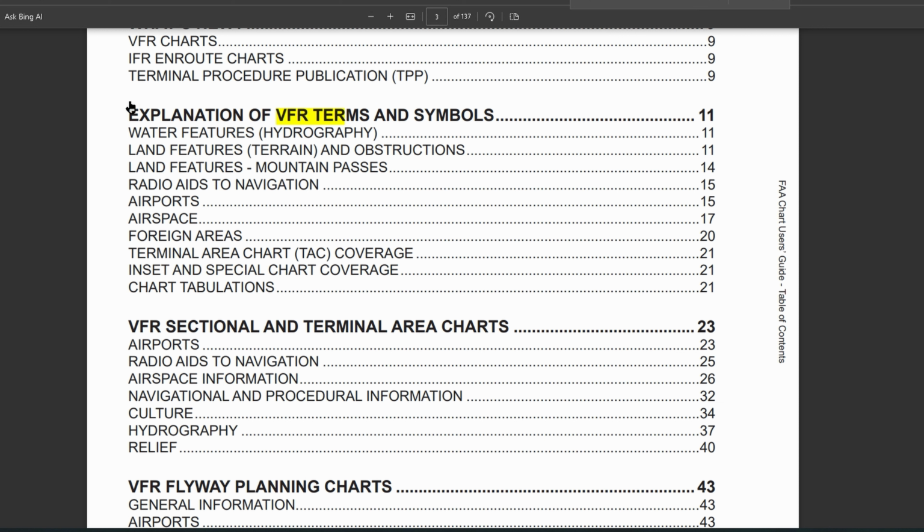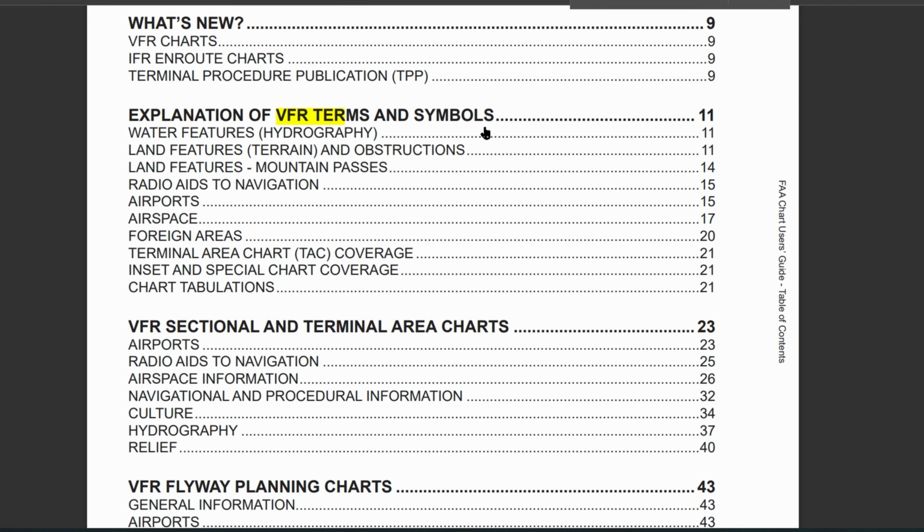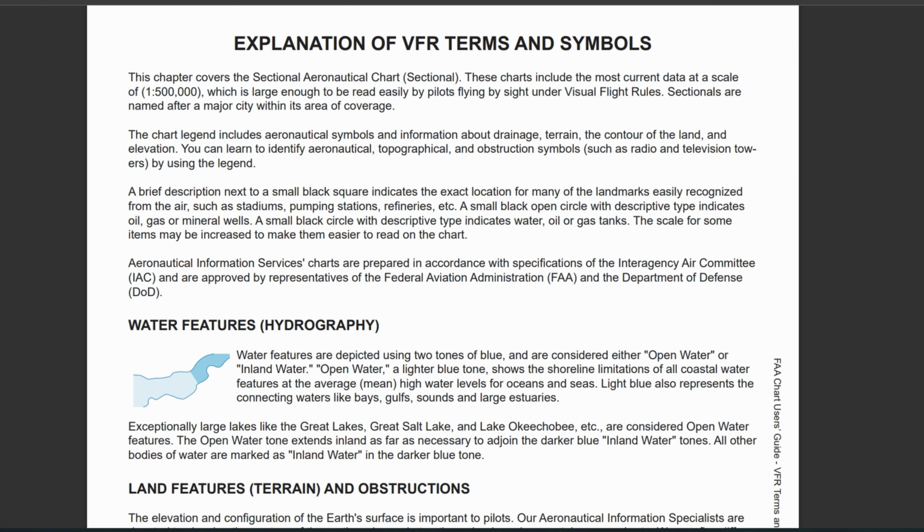First off, we need to know everything in the explanation of VFR terms and symbols. I'm going to break this up into multiple videos. In this video, we're going to be going over water features to land features. So these three first topics are going to be here. Important terms that you're going to need to know are the Interagency Air Cartographic Committee, which is just the IAC, the Federal Aviation Administration, which is FAA, and Department of Defense, which is DoD, just some acronyms.